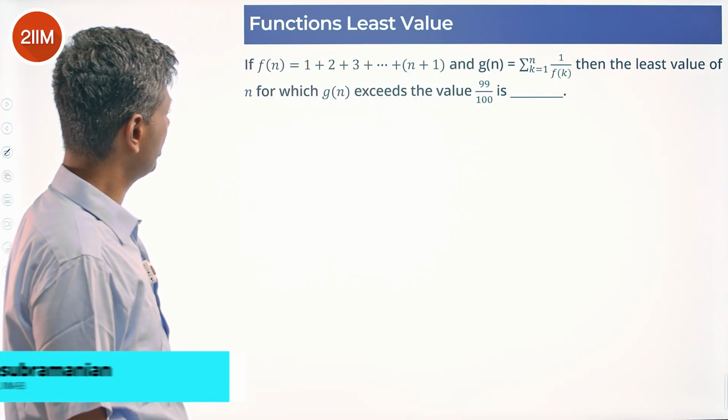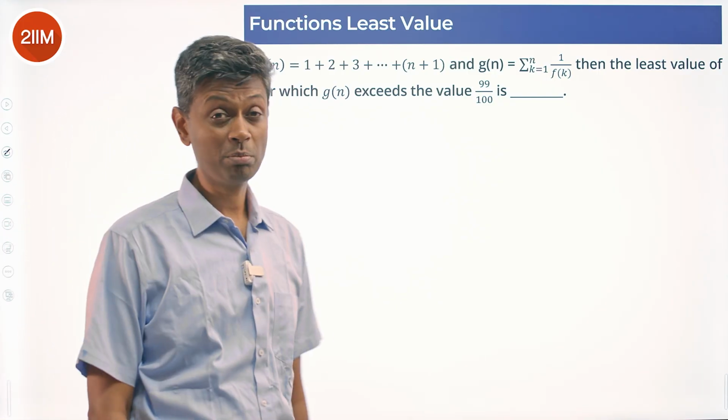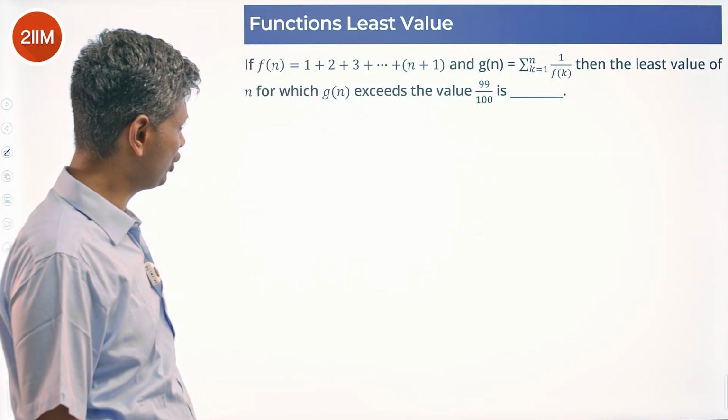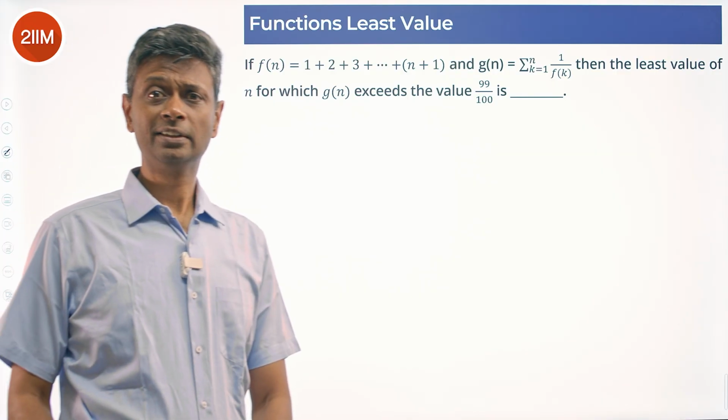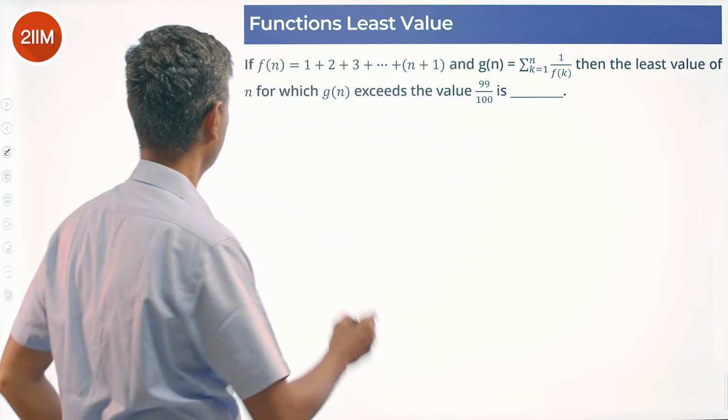f of n is 1 plus 2 plus 3 plus 4 till n plus 1, and g of n is sigma k equal to 1 to n of 1 by f of k. The least value of n for which g of n exceeds the value 99 by 100. Calm down. I cannot process all of this, so I'm going to come down and do what is f of 1.